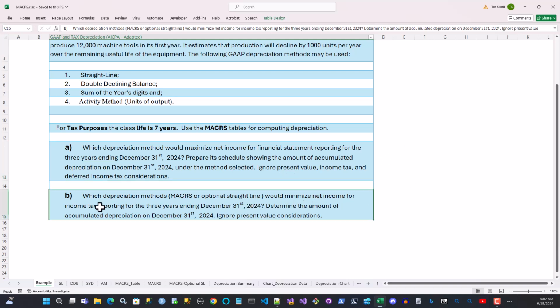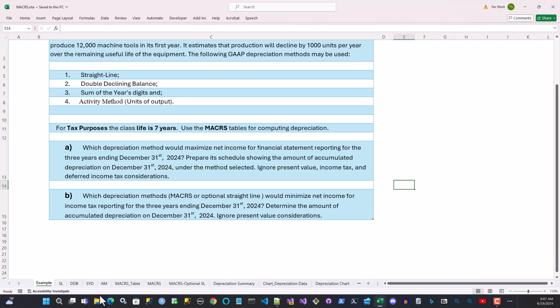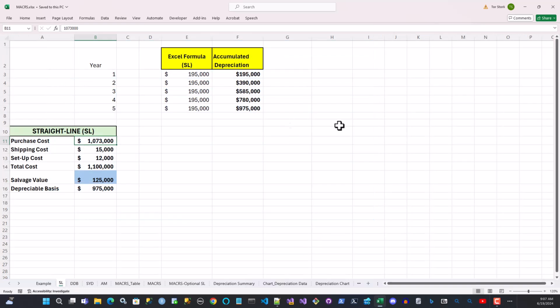Now, the second question here is, which depreciation method, if you use the tax depreciation methods, the MACRS or the optional straight line, would minimize net income for income tax reporting for the 3 years ended? So we'll look at that. All right, so the first method is the straight line.